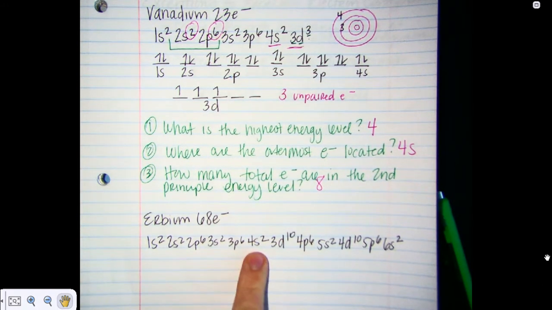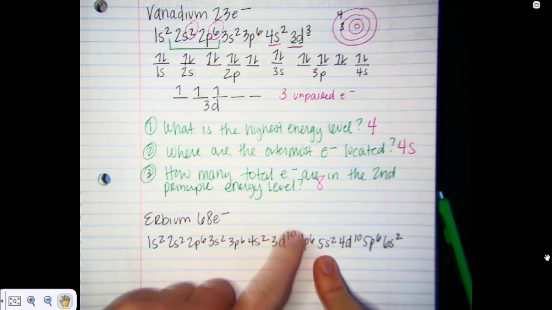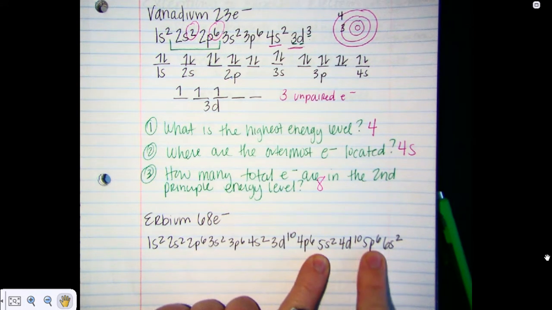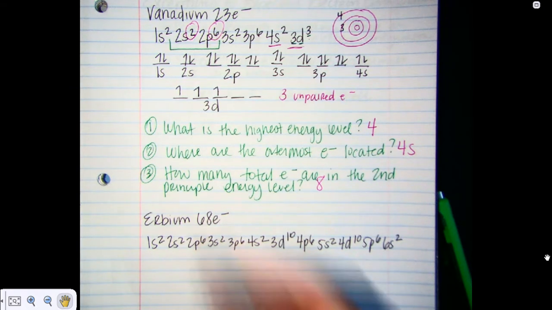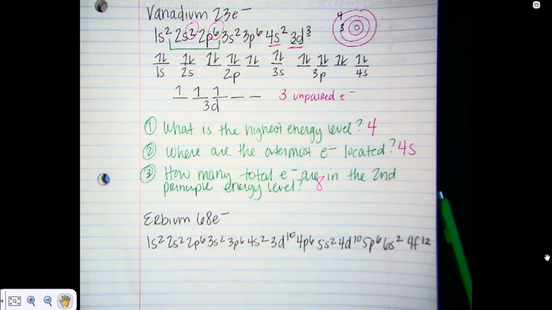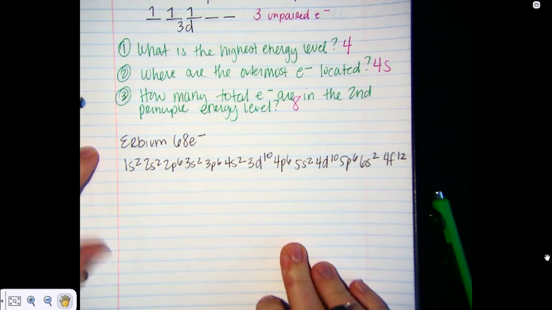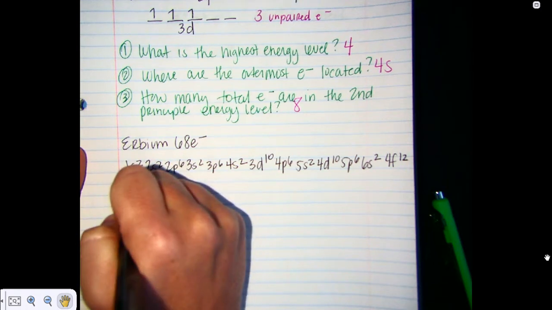So here we were at 20, so 30, 36, 38, 40, 50, 56. So if we're at 56, we have 12 more. What comes after 6s? 4f. And 4f can hold 14. We have 12. So 4f, 12. All right. And then now take that, turn that into an electron orbital diagram. So it's no different from the short ones. It just takes a little longer.